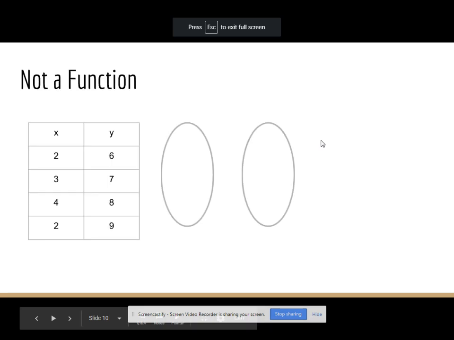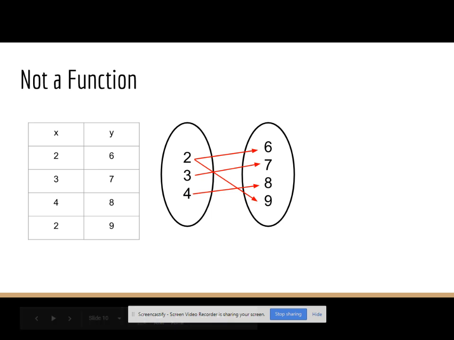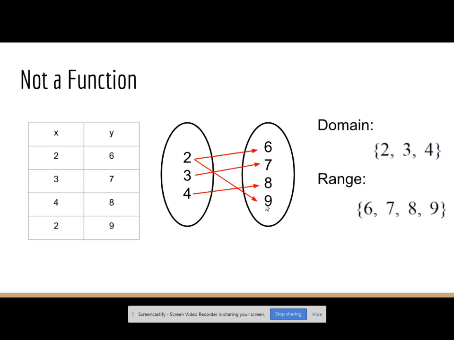Going back to our problem, 2 goes to 2 different spots, and that can't happen. We can't not know what's going to happen in our function if we put 2 into it. If we push a button and we don't know what the result is going to be, that's a bad button. And so this is not a function for that reason: one domain value has 2 different range values that it maps to. And this is what our domain and range would look like.